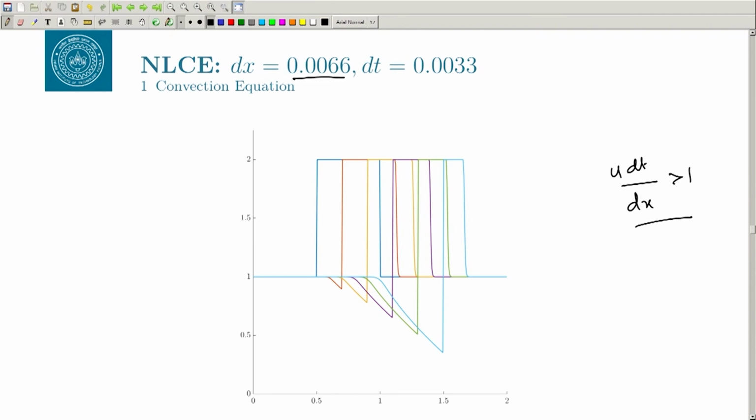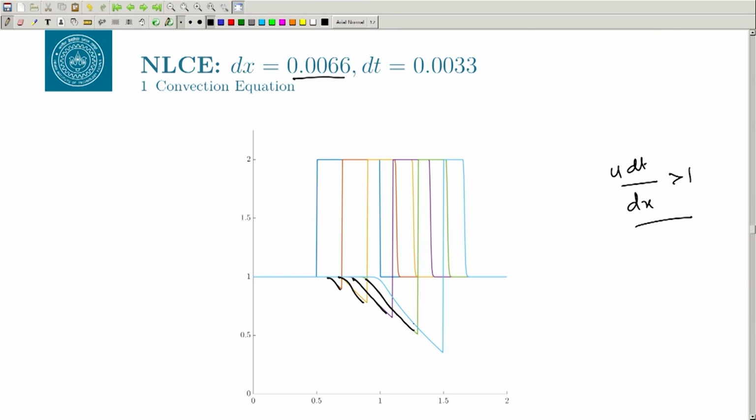And that is why you are not getting the solutions that you want, and it is showing you some kind of shock which is getting developed here. So, that is unphysical and that is happening because we are not obeying the Courant number condition or CFL condition. If you are decreasing the dx size, you have to accordingly decrease the dt size also.